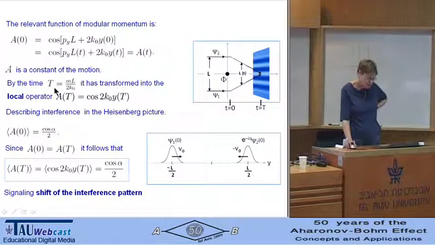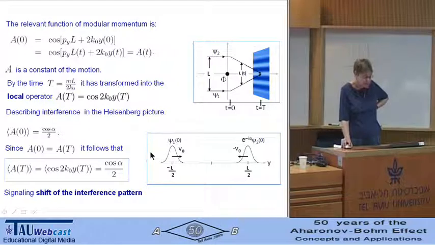By the time capital T, A has transformed into this local function, cosine 2k naught times y of capital T, which describes interference in the Heisenberg picture. Now the average of A of 0 equals cosine alpha, and A is a conserved quantity. Therefore A of 0 equals A of t. It follows that the average of cosine 2k naught y of capital T also equals cosine alpha, which means the shift of the interference pattern.